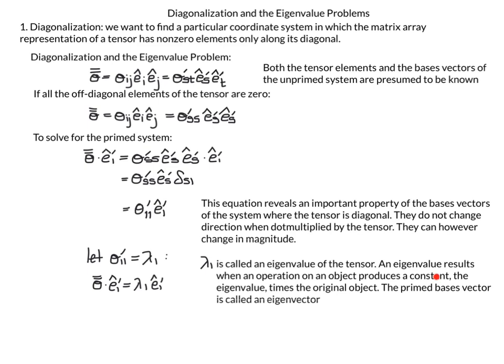and an eigenvalue results when an operation on an object produces a constant, the eigenvalue, times the original object. So our basis vector is the object, and then we do an operation, the tensor operation, and we produce a constant lambda 1 times the original object, E1 prime. The prime basis vector is called an eigenvector. So here, this E1 prime is the eigenvector associated with this lambda 1 eigenvalue.